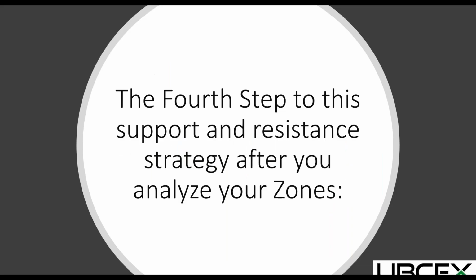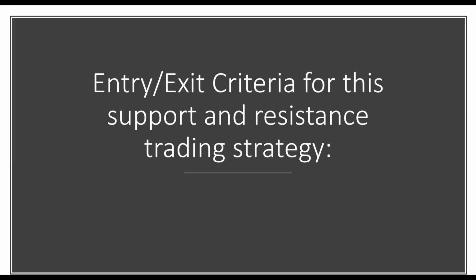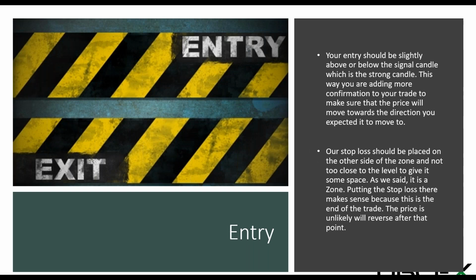Then step 4, the fourth step of the support and resistance strategy after you analyze your zones, is to identify where you will enter a trade. You want this to happen at the pivot point or the turning point. So here are the entry and exit criteria for this support and resistance trading strategy. Your entry should be slightly above or below the signal candle, which is the strong candle.